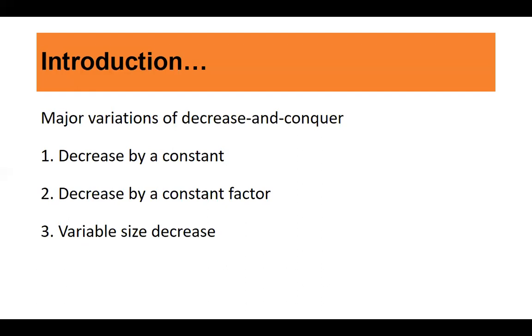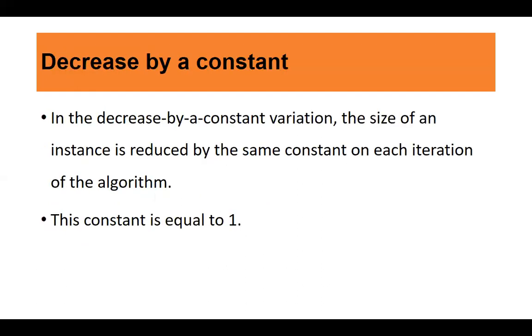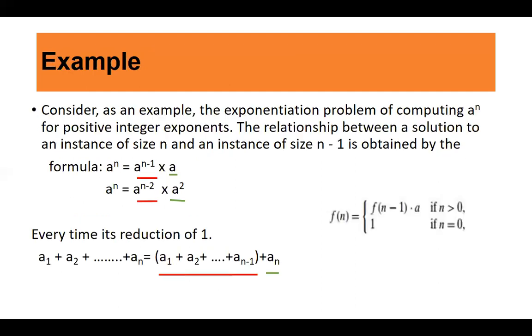Let us start with decrease by constant. In the decrease by constant variation, the size of an instance is reduced by the same constant on each iteration of the algorithm, and this constant is equal to 1, right? In each iteration, the size will decrease by 1. So let us take an example here.